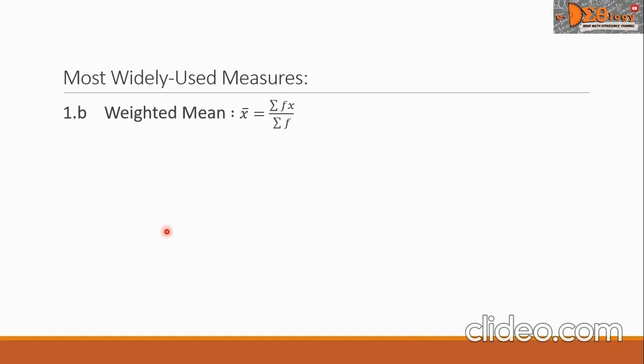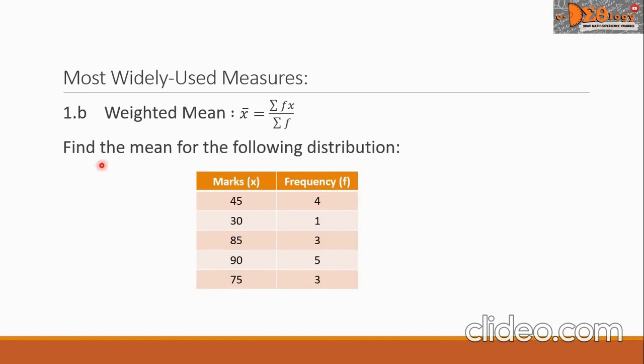Let's have an example. Find the mean for the following distribution. We have a table here with two columns. The first column is for the marks. We regard that to be x. The second column is the frequency with the symbol f.